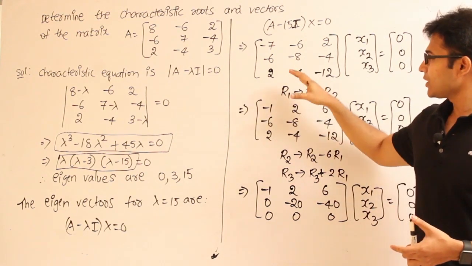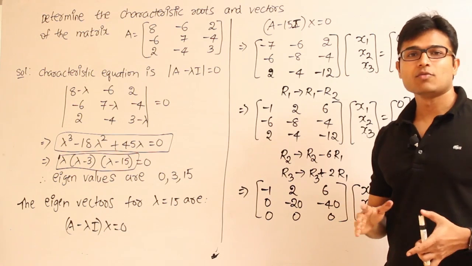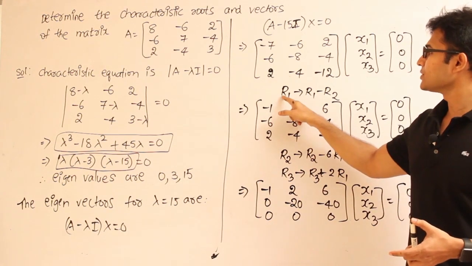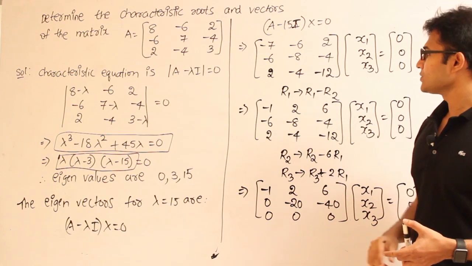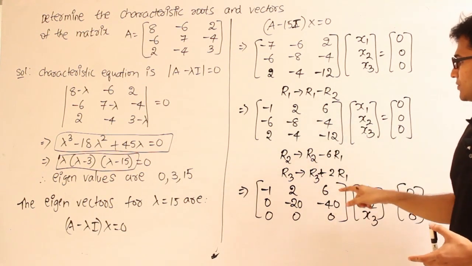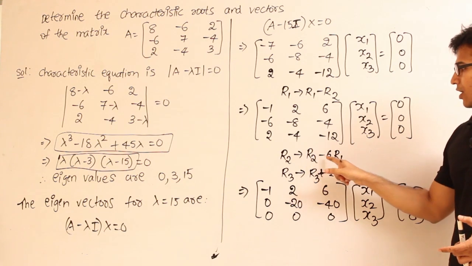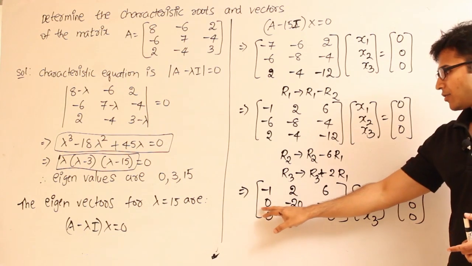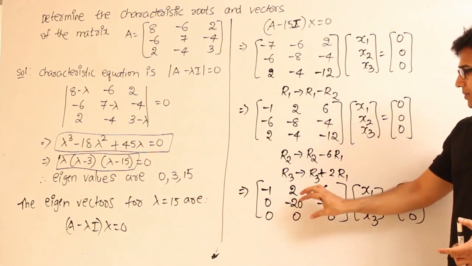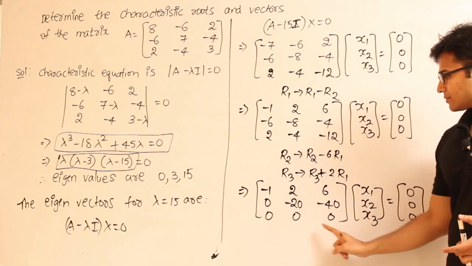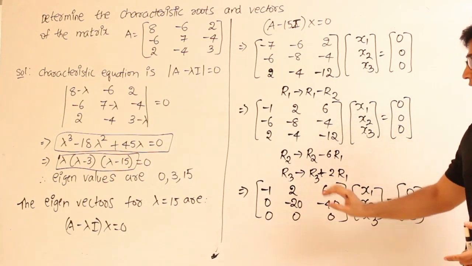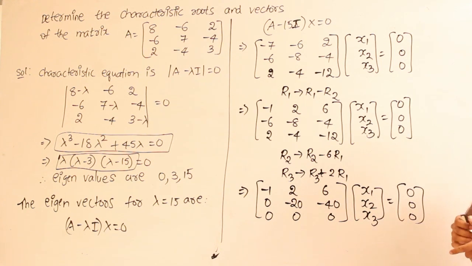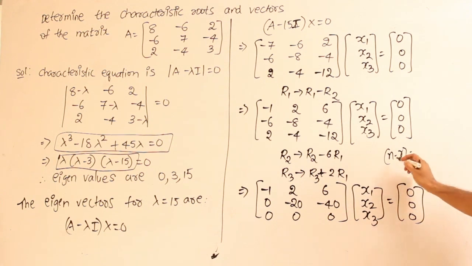So fine, I'm just trying to apply some transformations on this to make most of the elements zeros. First transformation is r1 is replaced with r1 minus r2, then I got this, and the next transformation is r2 is replaced with r2 minus 6r1, and r3 is replaced with r3 plus 2r1. Then I got most of the elements as zeros. Now if you look at this, the rank of this particular matrix is 2, and the number of unknowns is 3. So now we know n minus r is 3 minus 2, which is 1.